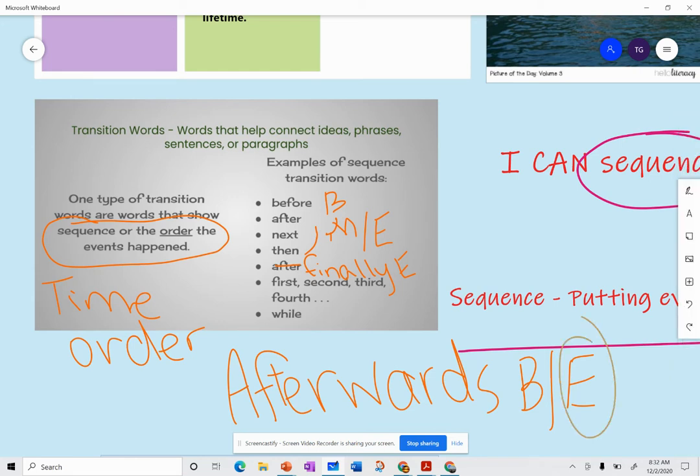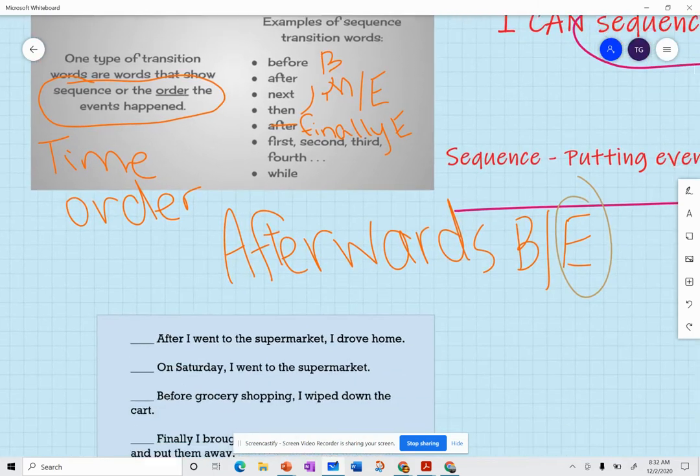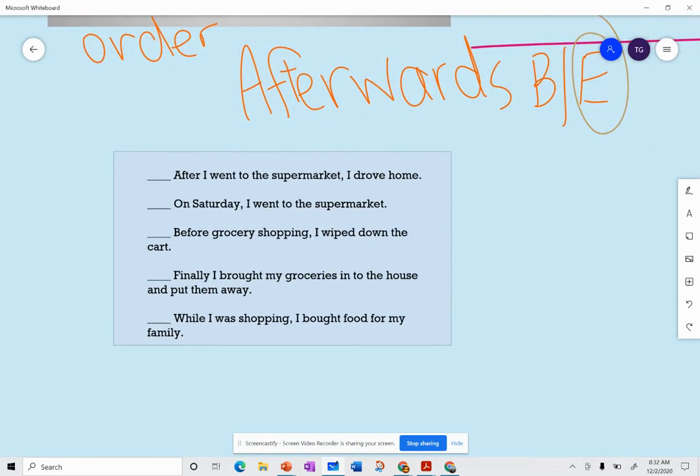Okay, so we are now going to look at this sequencing activity. We're going to look at this and we're going to look for the transition words. One of these has no transition words, so let's look first for that. Okay, so I'm going to read this little story. I have it all mixed up.